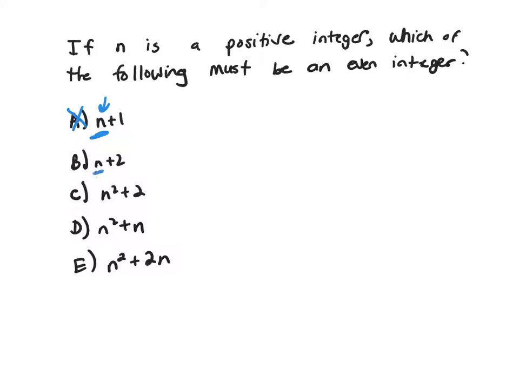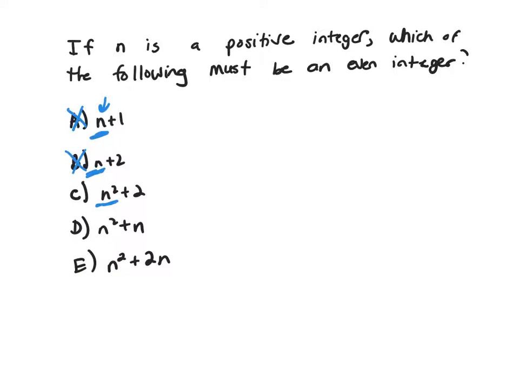If you start with an odd and add 2 to it, you get an odd. But if you start with an even and add 2 to it, you get an even. So that doesn't work. It's got to work all the time. We want to make sure it's always an even integer no matter what. Same thing here, clue C.